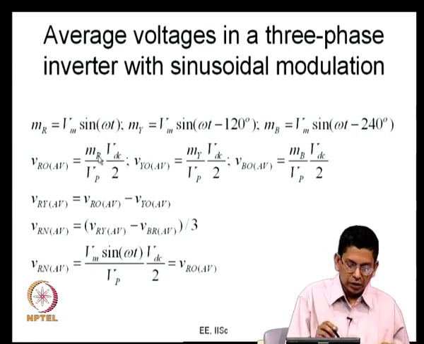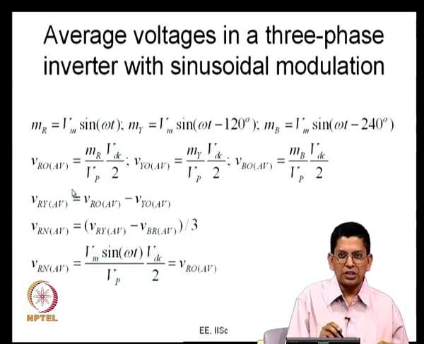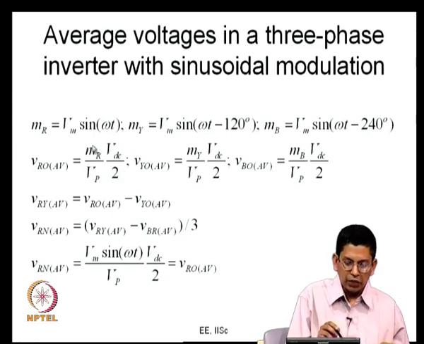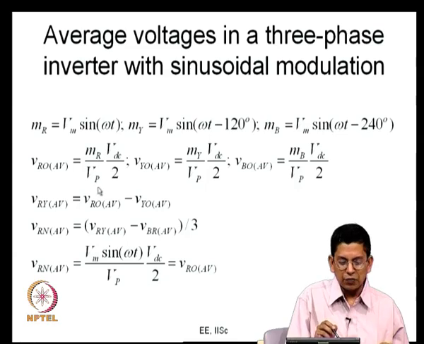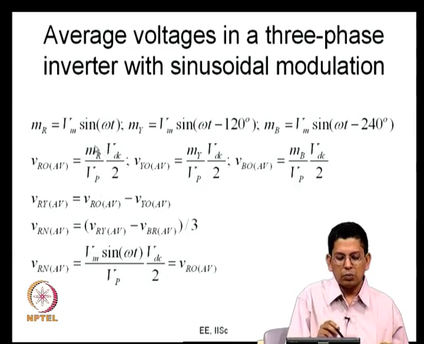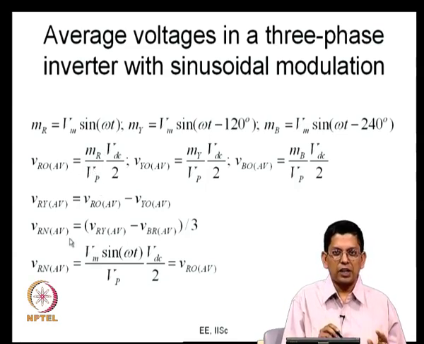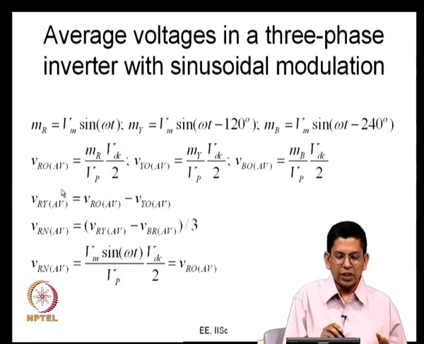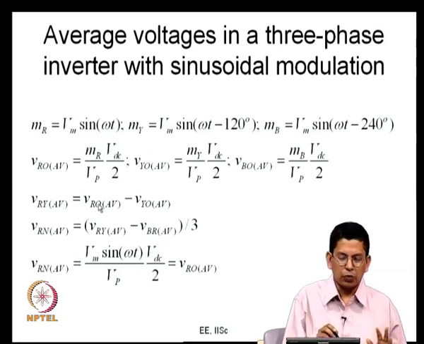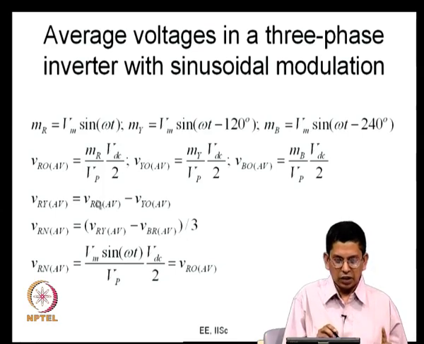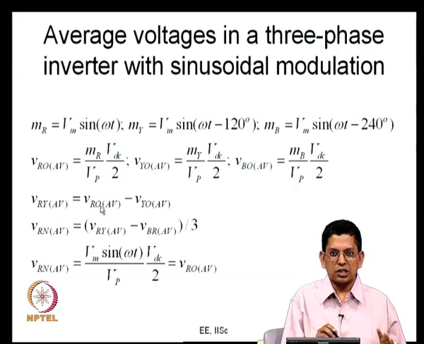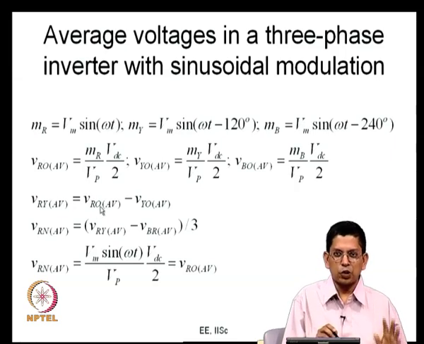If it is Vp, then VRO average is nothing but VDC by 2. The average pole voltage is equal to plus VDC by 2. If MR is equal to minus Vp, then the average pole voltage is equal to minus VDC by 2. So, for any value of MR between minus Vp and plus Vp, you will get some average pole voltage between minus VDC by 2 and plus VDC by 2. The idea of average pole voltage is something that we have been carrying through from the time we discussed the buck converter. In the case of the buck converter, the average pole voltage is constant at steady state. It is equal to the average output voltage.